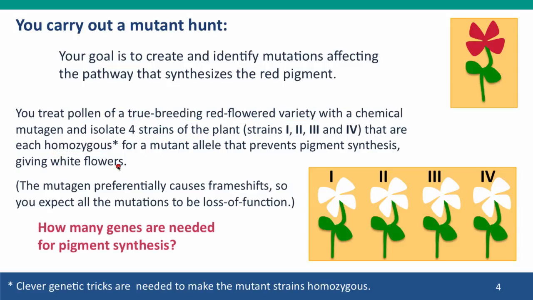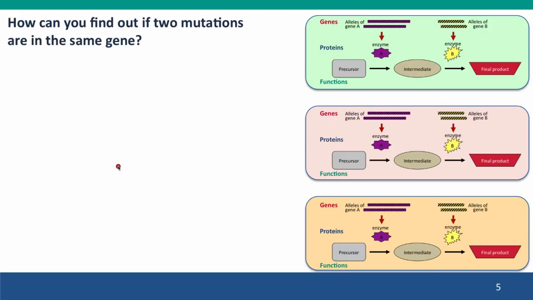So, how many genes does this mean are needed for pigment synthesis? Well, we don't know yet. That's the next step. How can we find out if 2 mutations are in the same gene? I'm going to illustrate that using several identical versions of the pathway that I showed earlier. This pathway has only 2 genes involved in its steps, but don't assume that our red pigment pathway for our flower has only 2 genes.